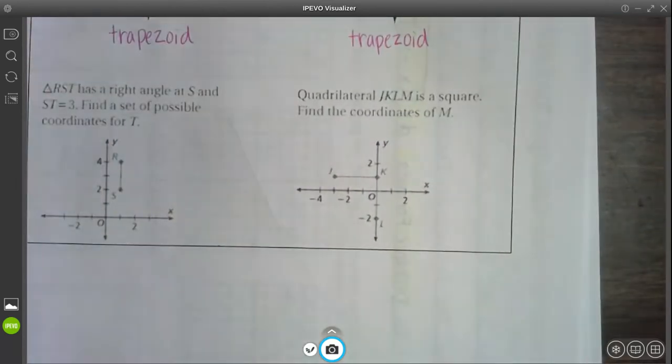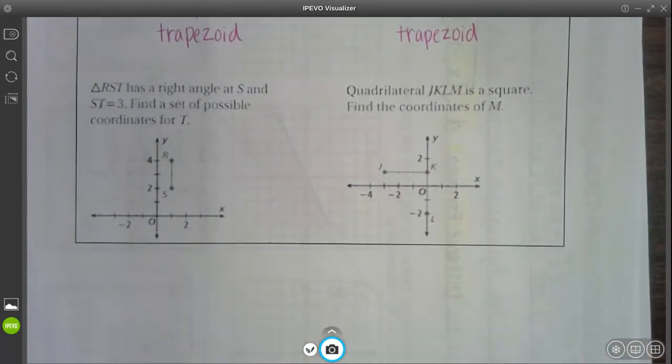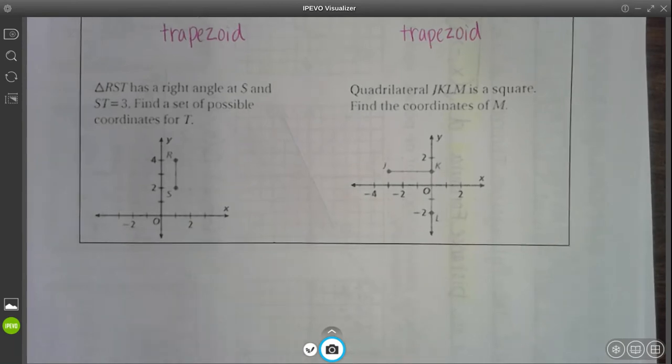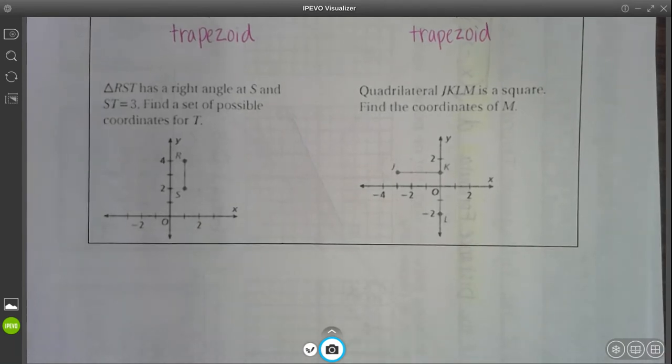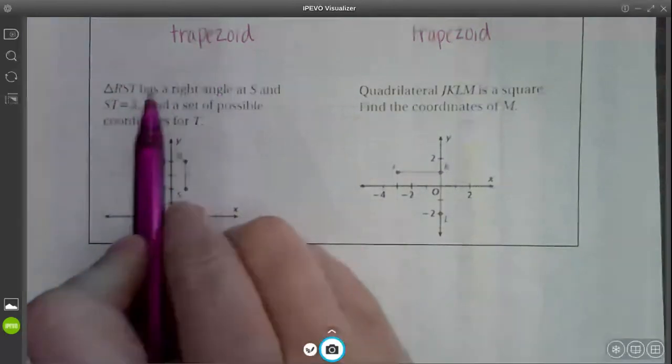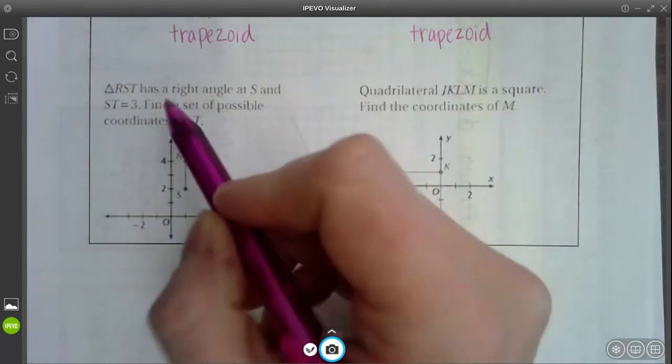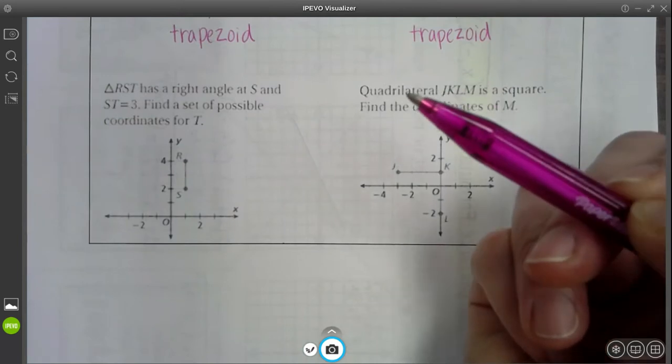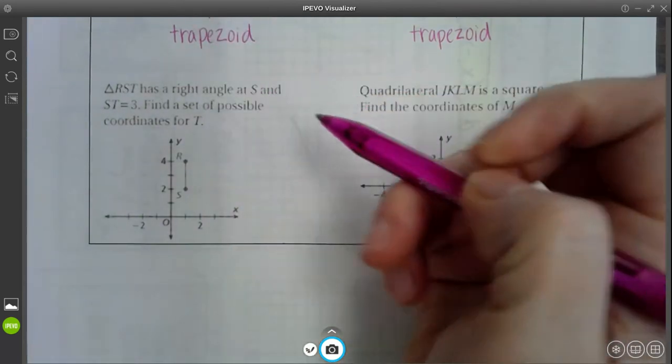Okay, so the next one says triangle RST has a right angle at S, and segment ST is 3. Find a set of possible coordinates for T. So now there's actually multiple solutions for this problem. There's 2 different solutions. It says here that RST is going to be a triangle, so I have one segment here. There's a right angle at S.